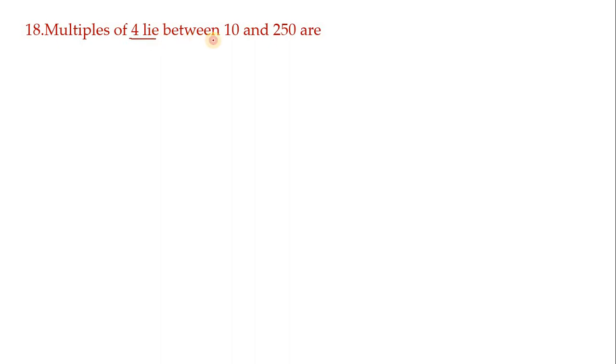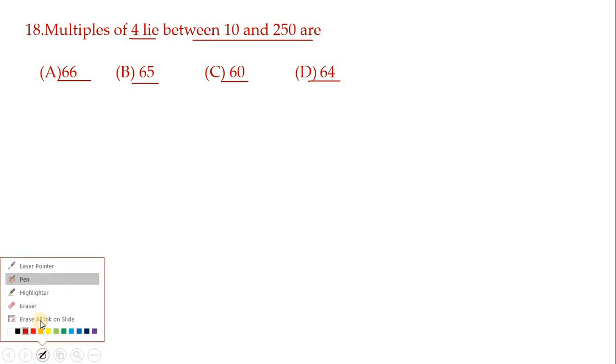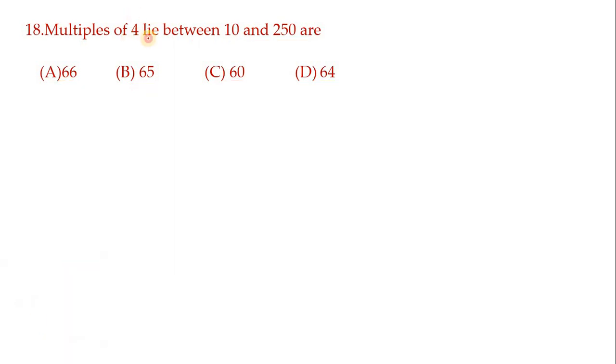Multiples of 4 that lie between 10 and 250 are: A is 66, B is 65, C is 60 and D is 64. Understand the problem first. Multiples of 4 means the 4 table, but those numbers should lie between 10 and 250 only. The numbers which lie between 10 and 250 and are also divisible by 4. So 10 is not divisible by 4, children, and 11 also can't be. So start from 12. So 12, 16, 20, and so on.